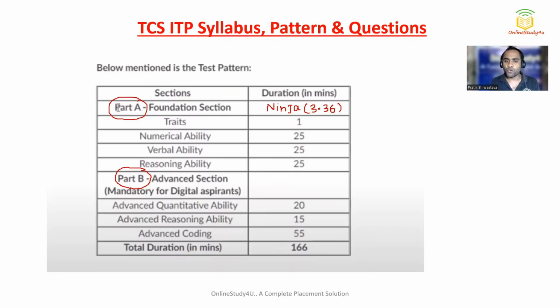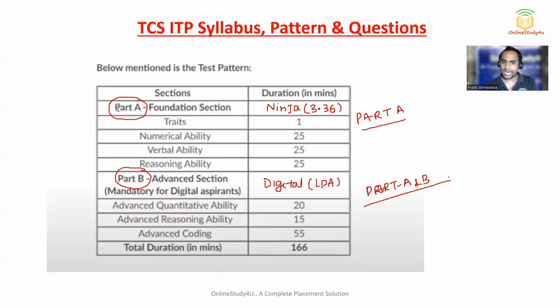But if you also want to apply for the Digital role, then you have to write part A and part B both. So if you want only the Ninja role, then you have to write only part A. No need to write part B. Part B is mandatory for the Digital aspirant. So if somebody wants a Digital role, then he or she has to write part A and part B both. This was a confusion for many of the students, so I hope this is clear now.